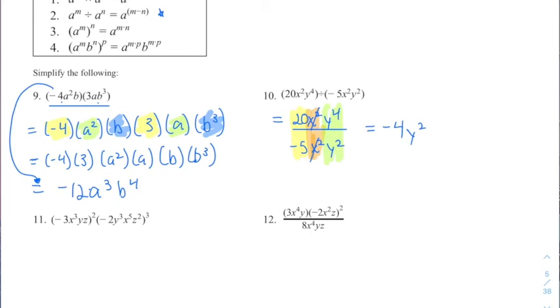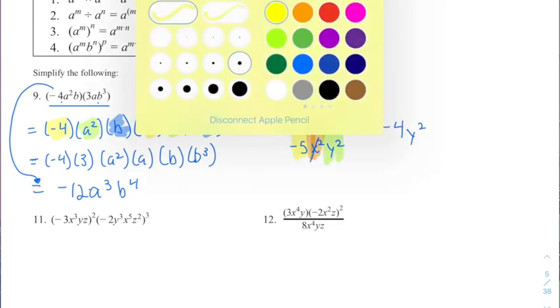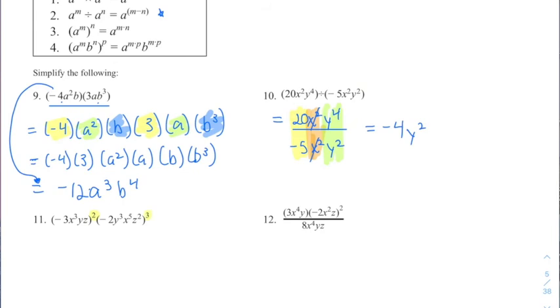We've got number 11 looks a lot like number 9, except for one very important detail. Okay, and that is this guy here. So both of these brackets have exponents, okay, and what we know is that brackets and exponents come before multiplication. So I actually have to evaluate this, and this is where this rule comes in handy. So what that rule says is if I have negative 3x cubed yz all to the power of 2, what I have to do is take everything inside the bracket, okay, and raise it to the power of 2.